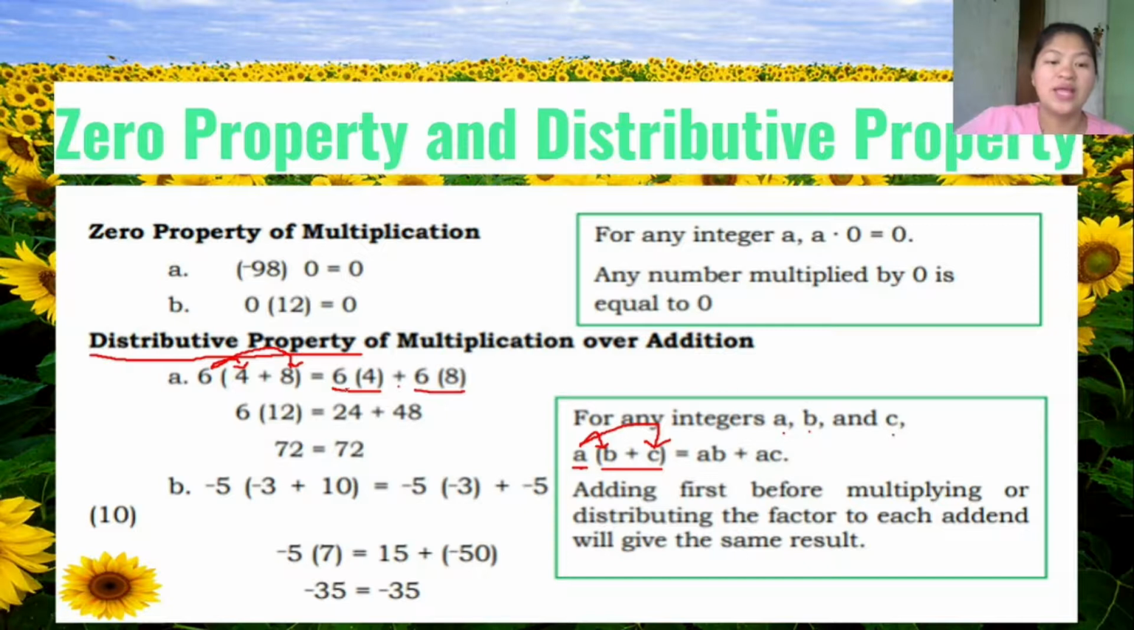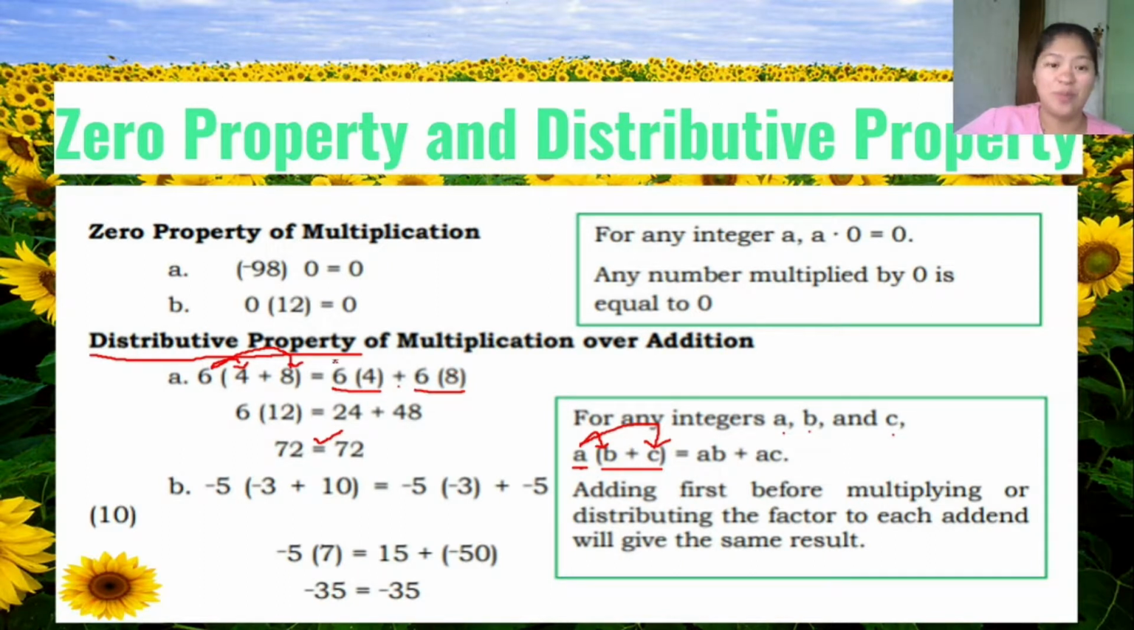So, let's check. So, what is 6 times 4? That is 24. Plus 6 times 8, that is 48. And if you add 24 and 48, that is also equal to 72. So, as we can see, 72 is equal to 72. So, kahit daw po anong gawin natin, i-add muna, saka i-multiply, o kaya po, i-multiply isa-isa kay 6, parehas daw po ang sagot na lalabas. So, that is the meaning of distributive property.